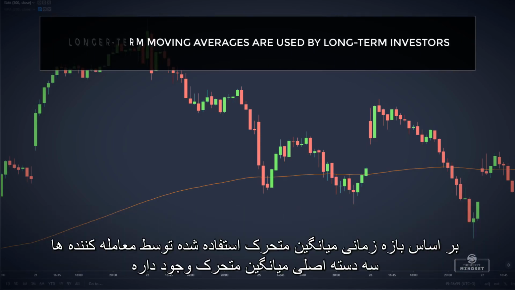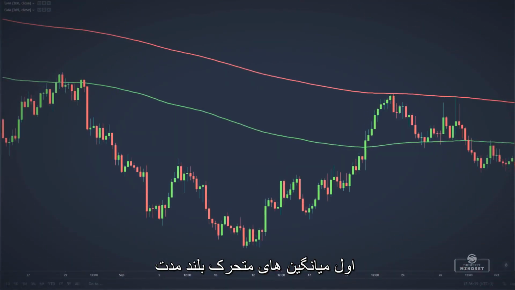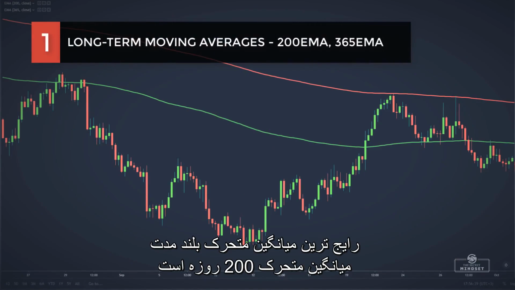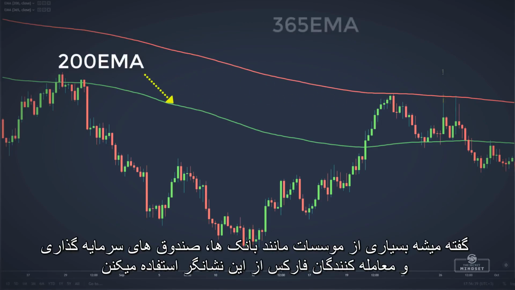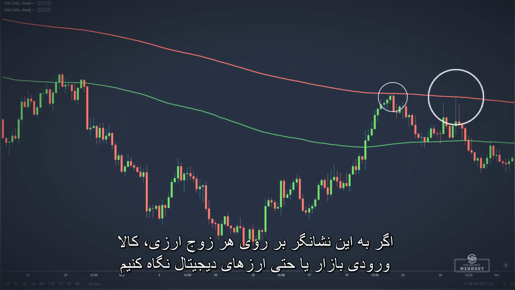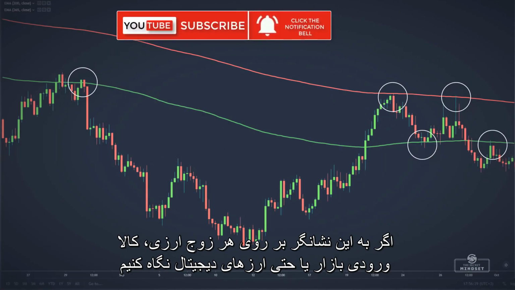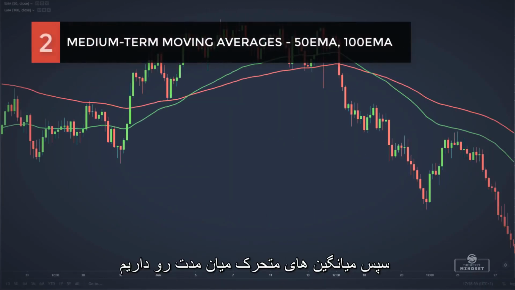If we take into account the length of a moving average followed by traders, there are three main types of moving averages. First are the long-term moving averages. The most common moving average is the 200 one, and many traders apply it on the daily charts. It is believed that many institutions like banks, hedge funds, forex dealers are following this indicator. If we take a look at this indicator on any currency pair, commodity, market index, or even cryptocurrencies, we can immediately see its value.